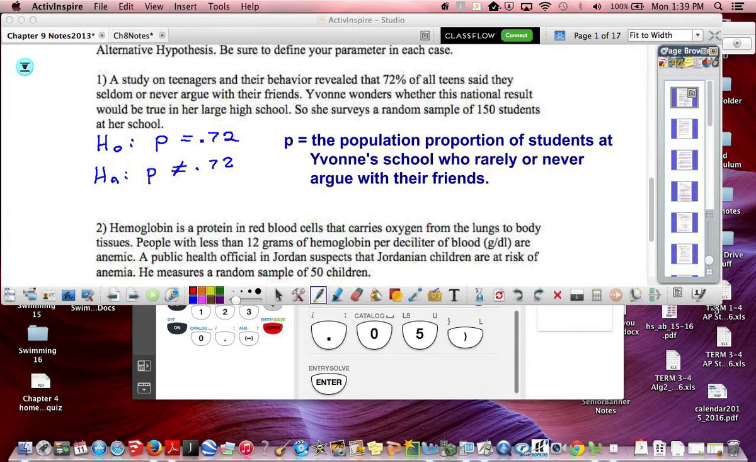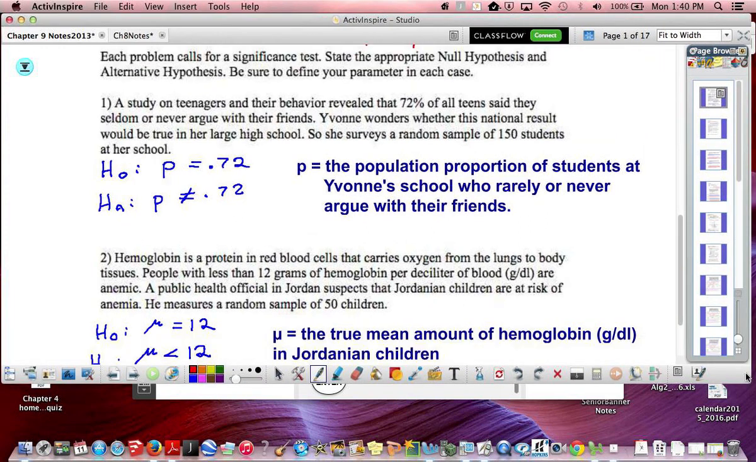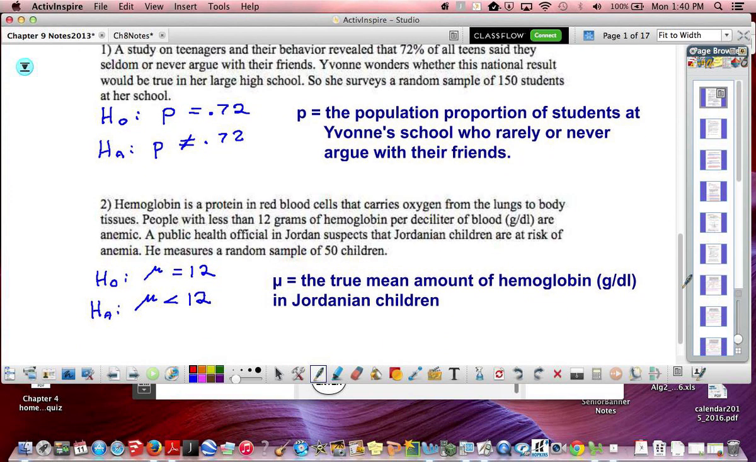Alright, again, let's take a look at this one here. This one is tricky at first because many of you like to think, oh, we did a proportion on the last one, so this one must be a proportion, and it's actually not a proportion. It doesn't talk about a percentage here. It is actually talking about hemoglobin levels. And it says here, people with less than 12 grams of hemoglobin per deciliter of blood are considered anemic.